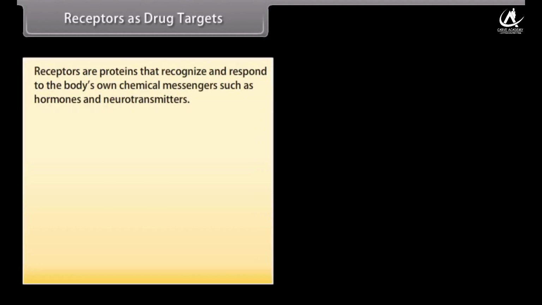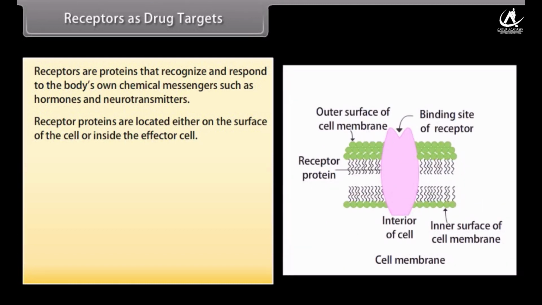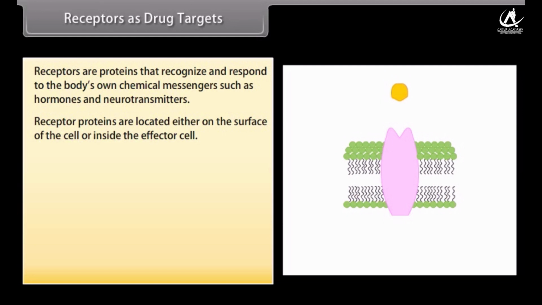Receptors as drug targets. Receptors are proteins that recognize and respond to the body's own chemical messengers such as hormones and neurotransmitters. Receptor proteins are located either on the surface of the cell or inside the effector cell. In the body, message between two neurons and that between neurons to muscles is communicated through chemical messengers which are received at the binding sites of the receptor.